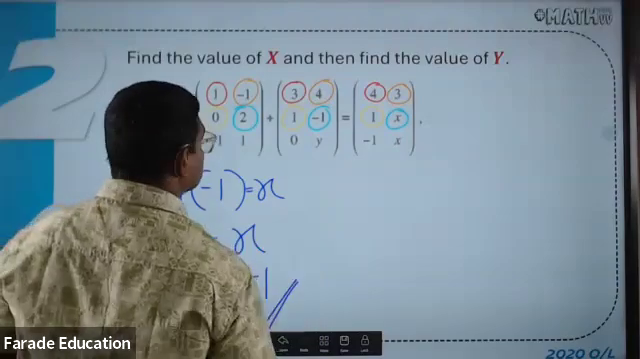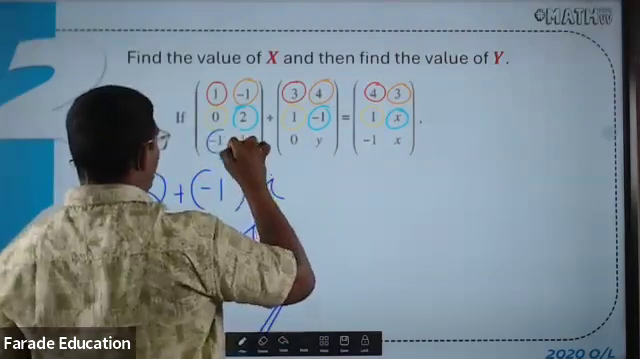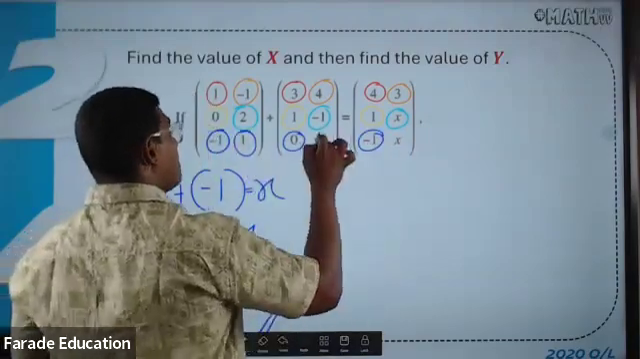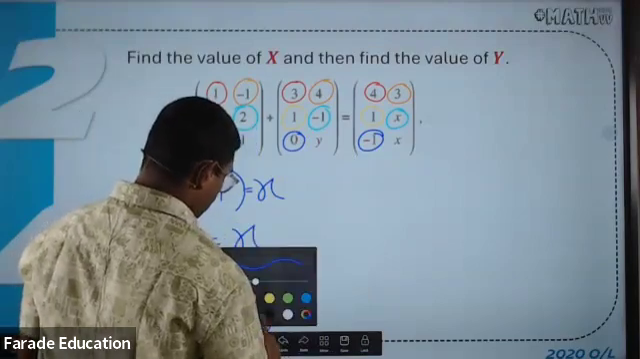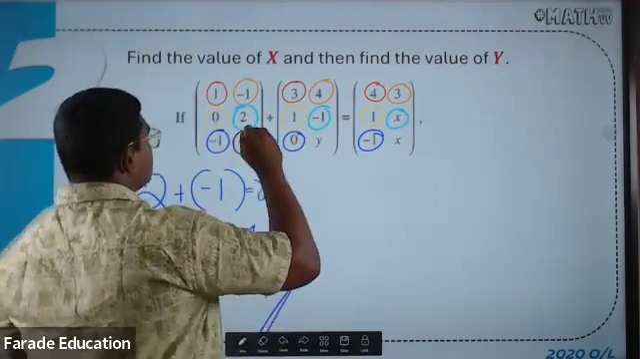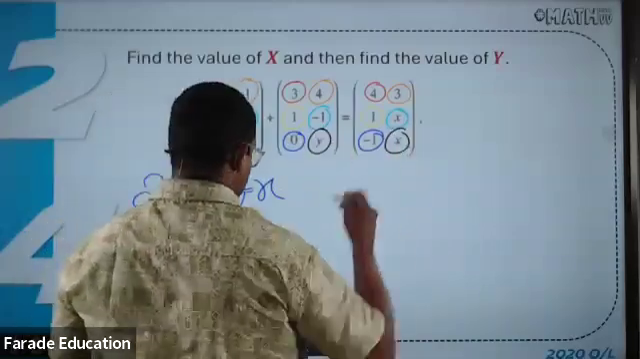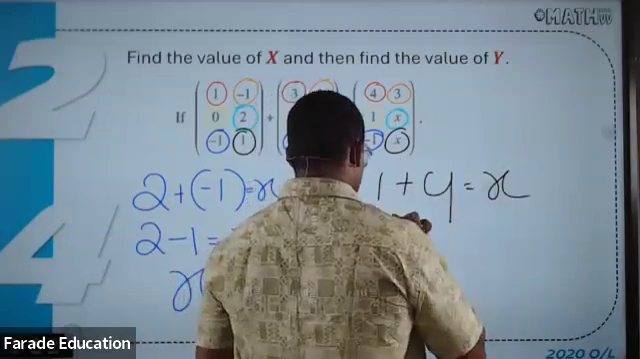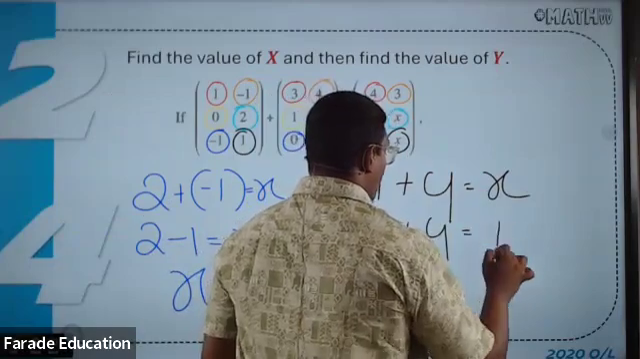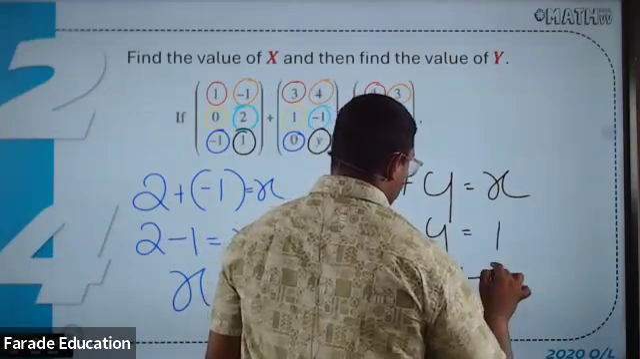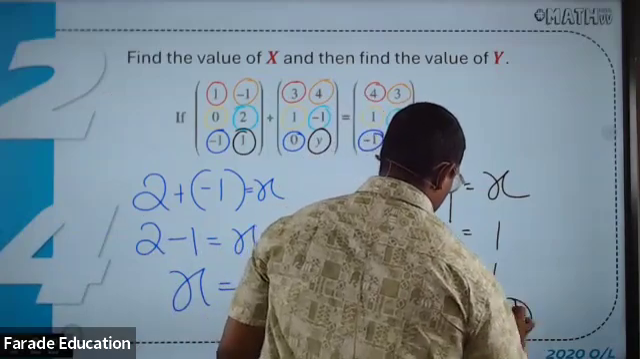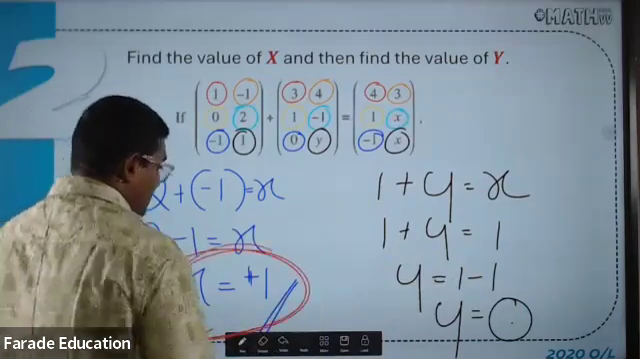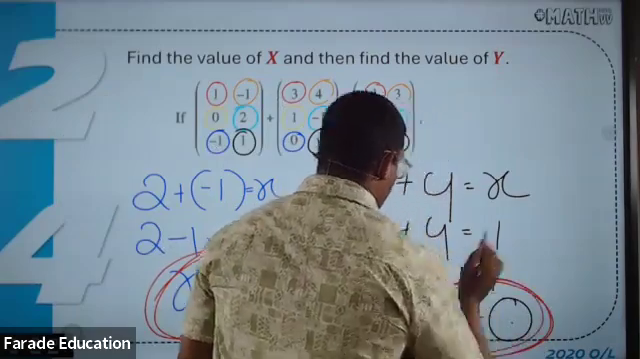The next one. 0 minus 1 plus 0 is minus 1. 1 plus y is x. I will write it: 1 plus y equals x. I know x is 1. So y equals 1 minus 1. Y equals 0. So the two answers are x equals 1 and y equals 0.